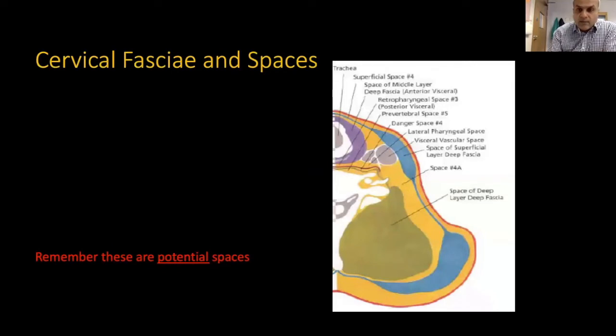Just a reminder from our anatomy days, there are several layers of fascia which sheath different important structures in the neck, and there is no true space. These are all potential spaces. If fluid fills up, if pus fills up, then a space is created.